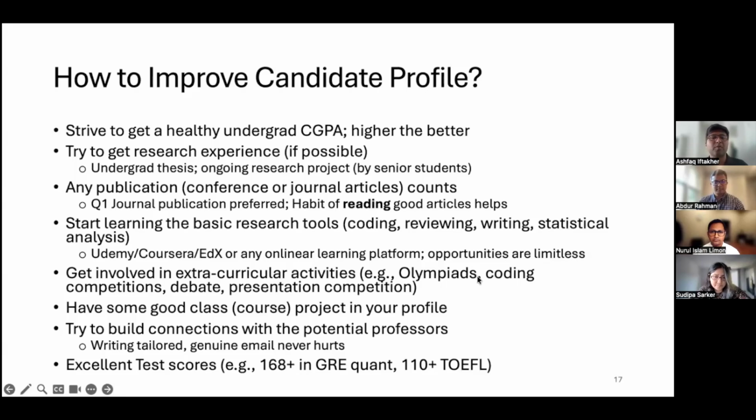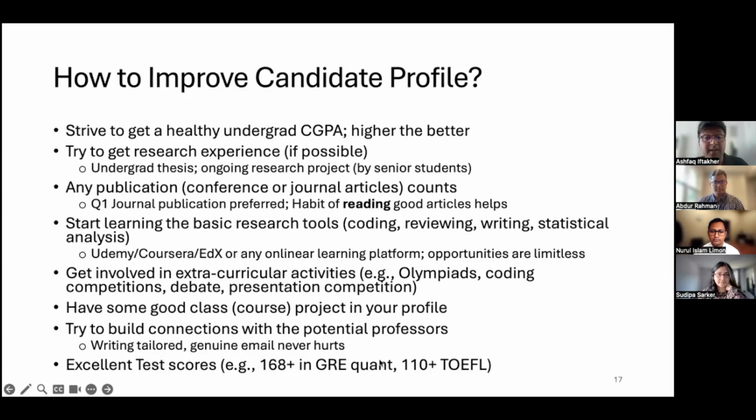For example, in my case, edX was a platform that I extensively used to learn some online skills. And since now we have so many opportunities, I think if you are enthusiastic and hardworking, you can definitely compensate for any skills that you may feel are lacking.